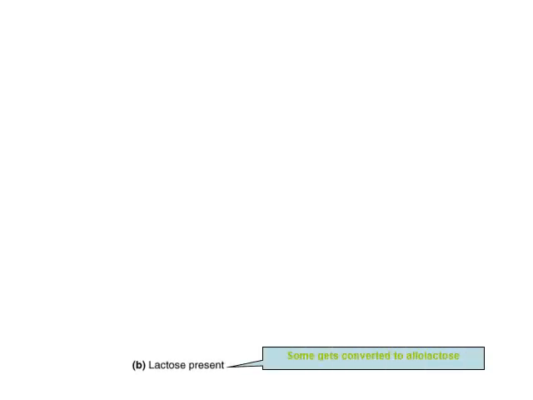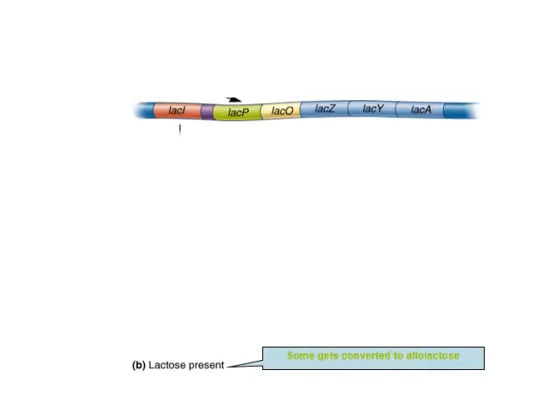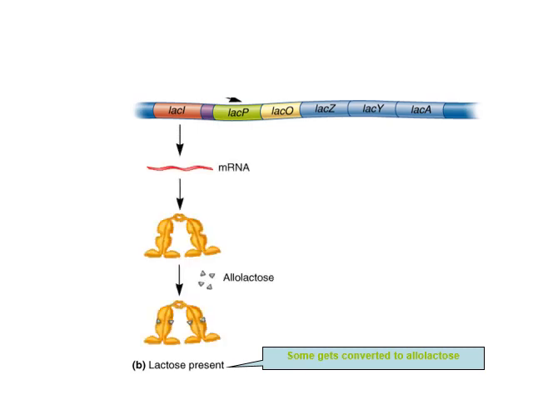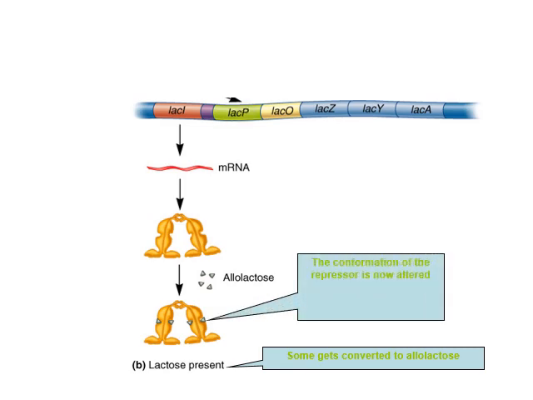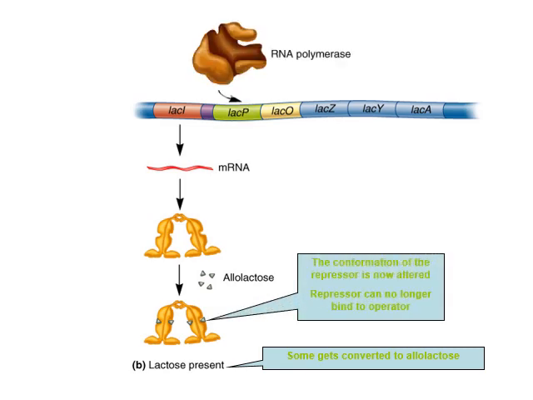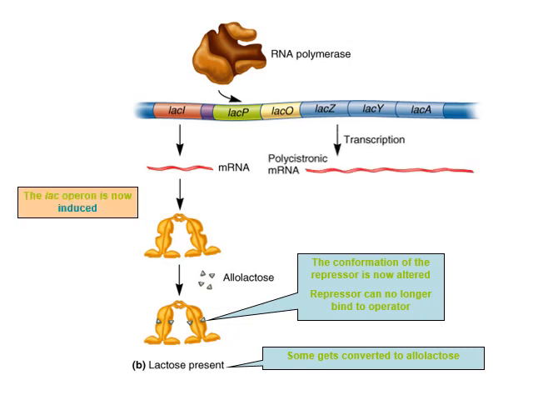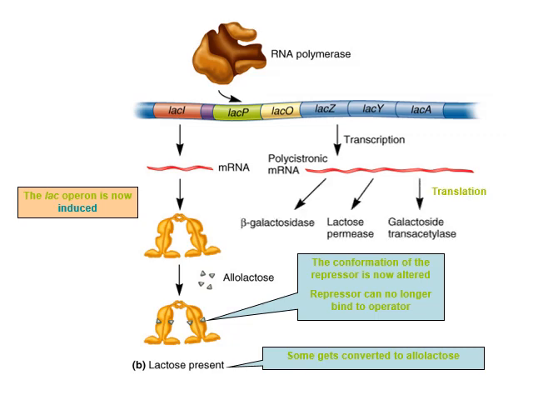When lactose is present, we now have allolactose. Our LAC-I gene still is constitutively expressed, but because allolactose is present, the repressor is now in its inactive form and no longer binds to the LAC operator, which means that the LAC promoter is accessible to the RNA polymerase. We have an induced state where we have transcription of the polycistronic mRNA and translation of the various LAC structural genes, right? Beta-galactosidase.